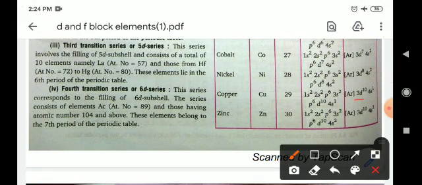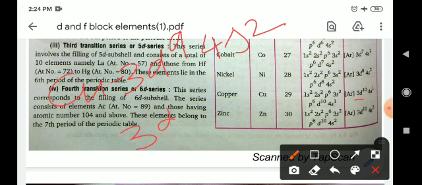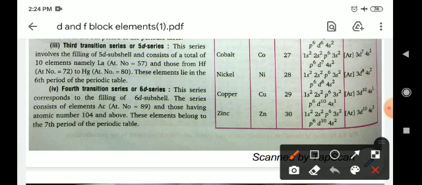Copper is also an exception. The configuration should be 3d9 and 4s2, but it will not be; it will be 3d10 and 4s1, because one electron of 4s will transfer to the d orbital to obtain a stable configuration, meaning a fully filled d orbital. Okay, and in zinc there is 3d10 and 4s2.